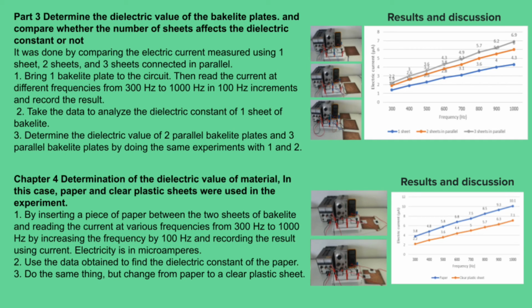Part 4. Determination of the dielectric value of materials. In this case, paper and clear plastic sheets were used in the experiment. Use the data obtained to find the dielectric constant of the paper. And this is the experiment procedure of Part 4.